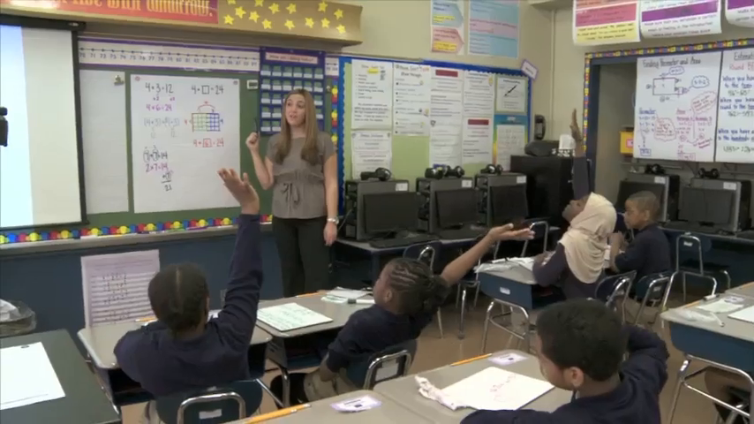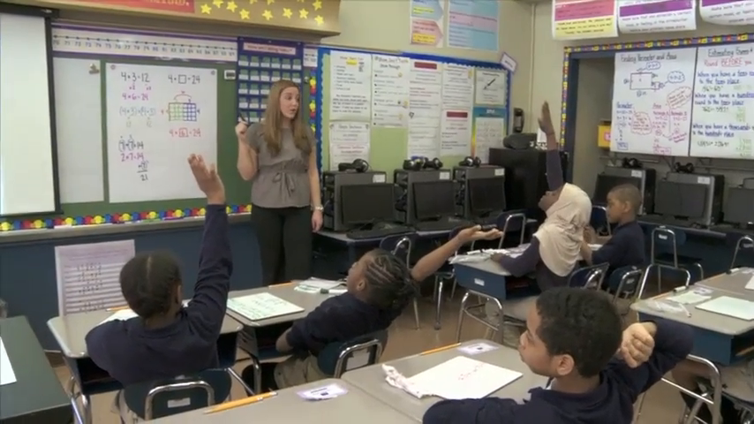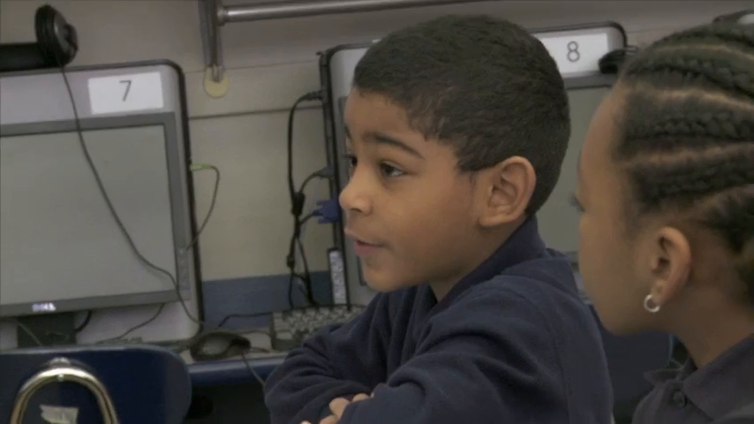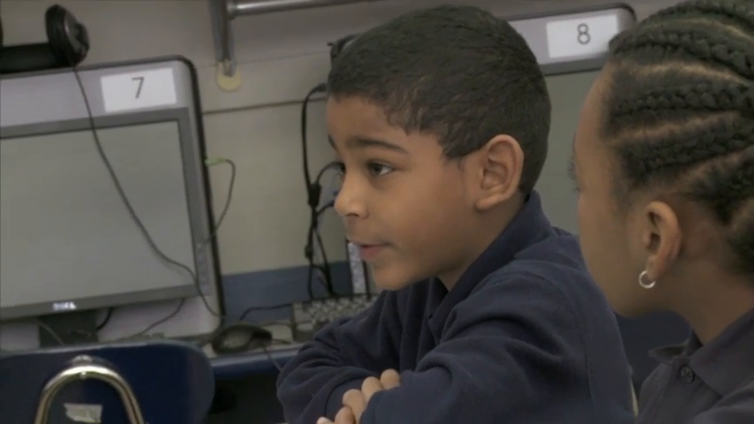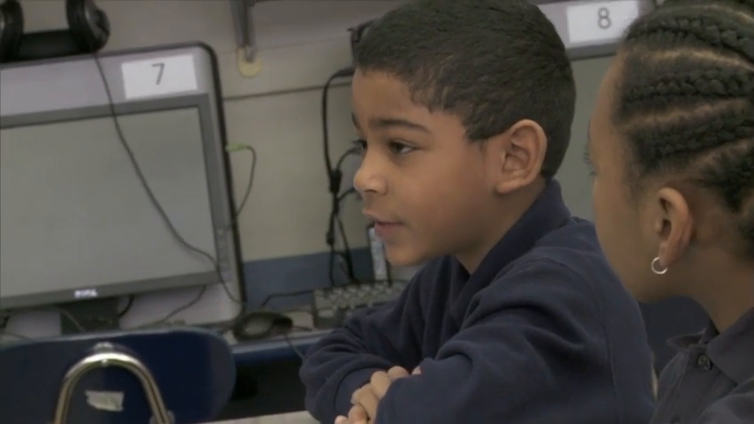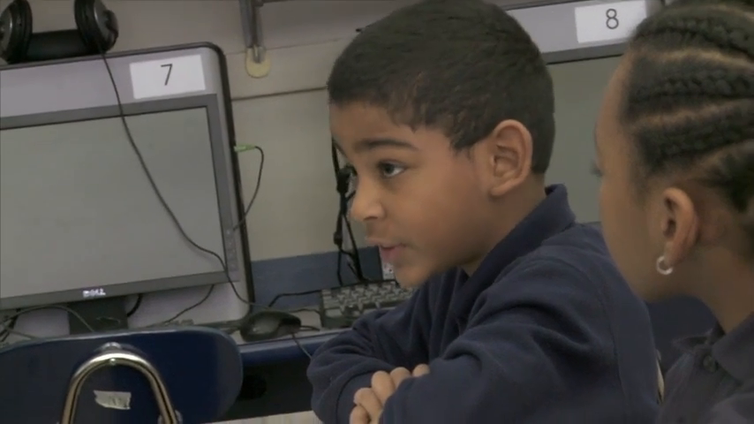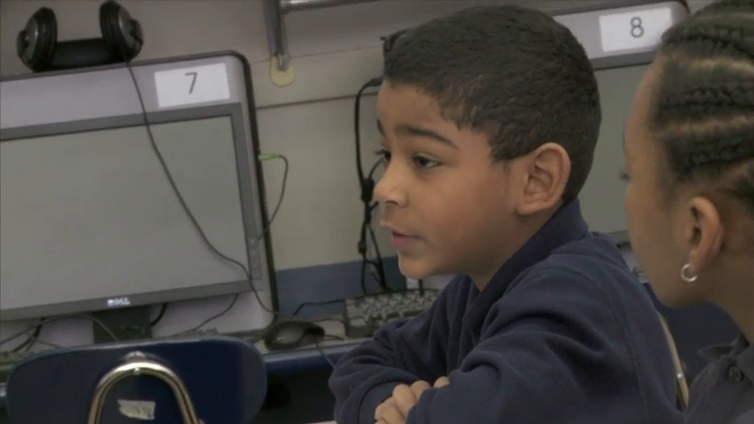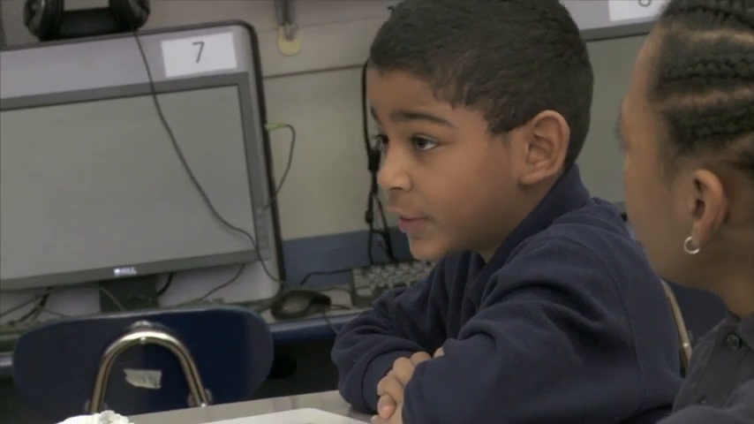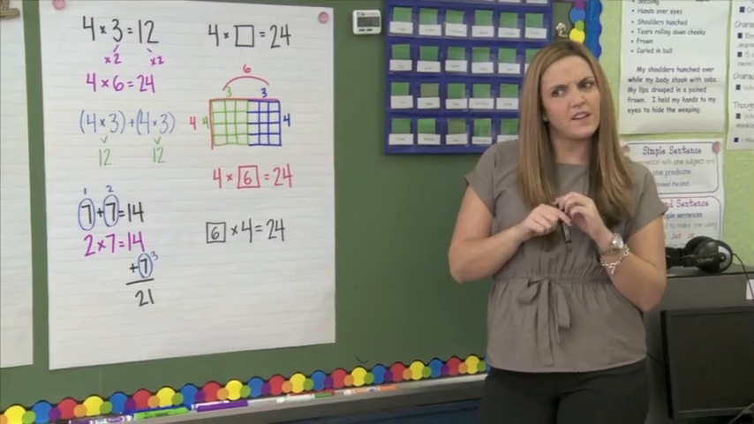How else could I have written that number sentence on my recording sheet? 6 times 4 equals 24, and it will equal the same thing because the only thing that you're doing is switching it, but it will still equal the same, even though you're switching the numbers. Are there any other number sentences I could write?